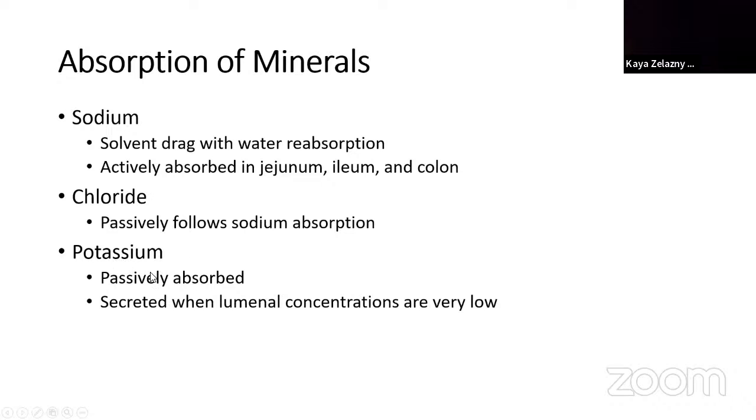The potassium is mainly getting passively absorbed as well, but we're occasionally going to secrete potassium, specifically when luminal concentrations are very low, like when there's not a lot of potassium in the stuff moving through your GI tract. The reason that's a note you might care about is that potassium balance is going to get messed up in cases where you have extreme diarrhea and you're losing things really quickly. That might be a case where you see a lot of secretion of potassium and therefore you're messing with potassium balance.